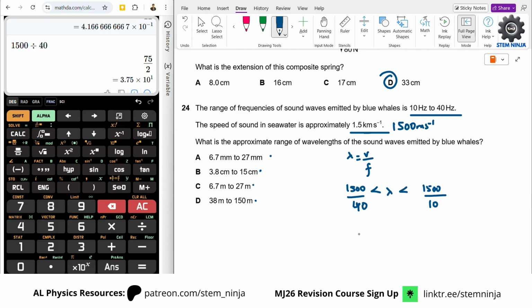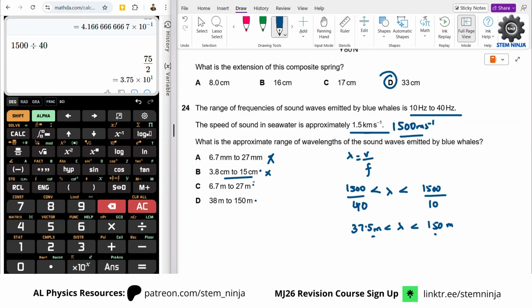This is going to be 37.5 meters and basically 150, since we converted the speed into meters. So this is it. No, this is meters. No, this would be correct.